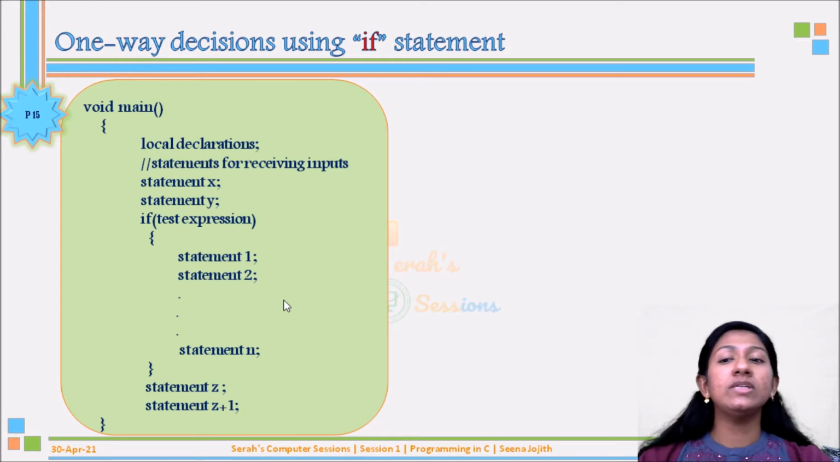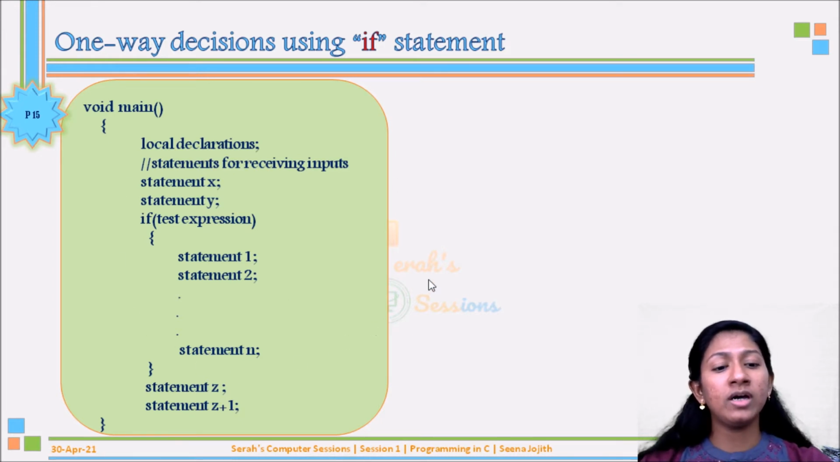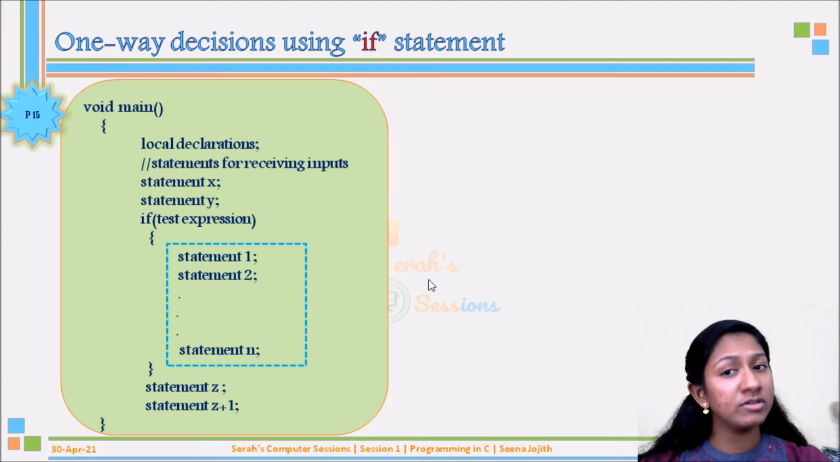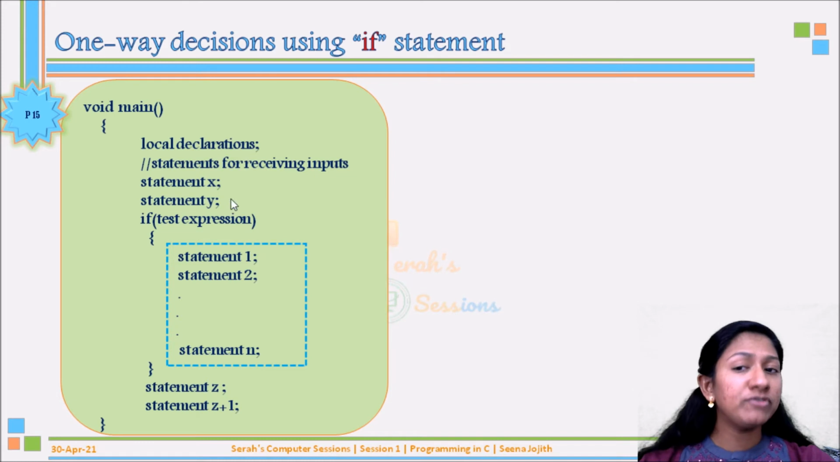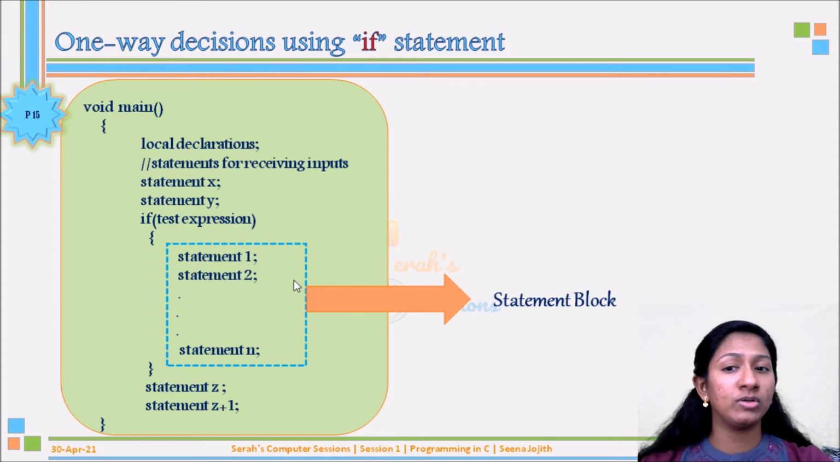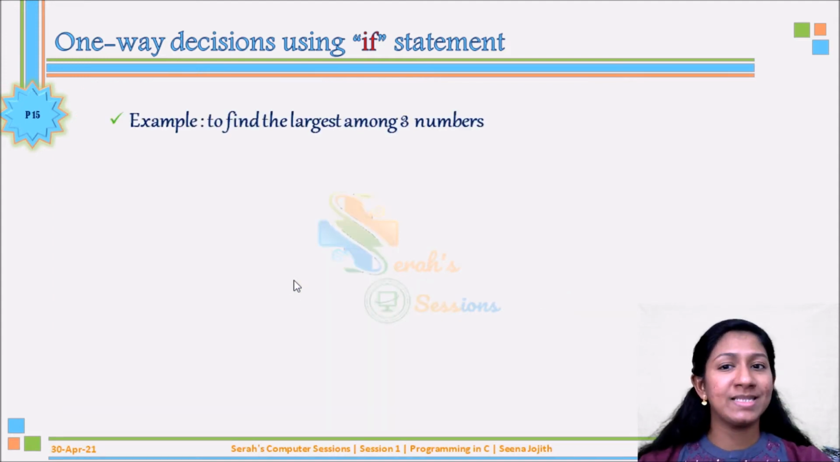So if your test expression results in false, right from statement Y, your program execution control will jump to statement X. But if this test expression results in a true value, this statement block will be executed. Okay, now let's move on to an example.